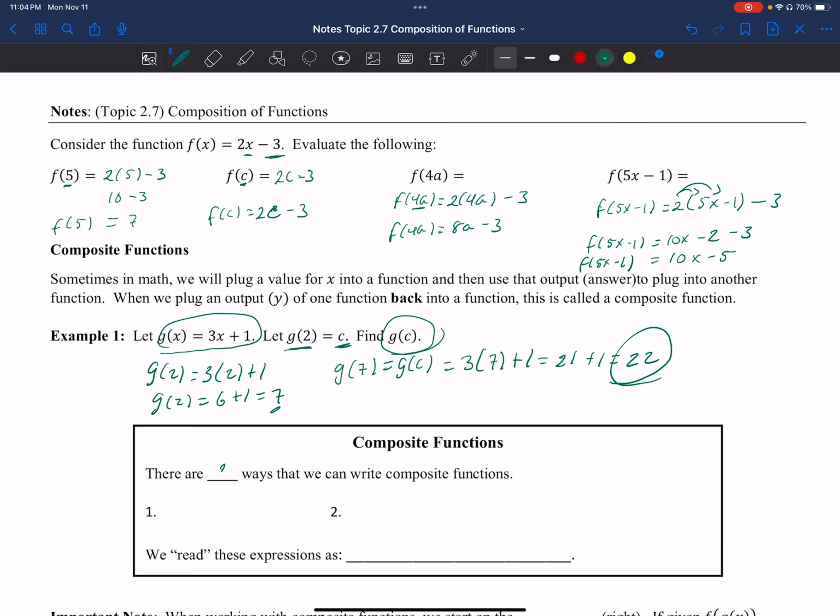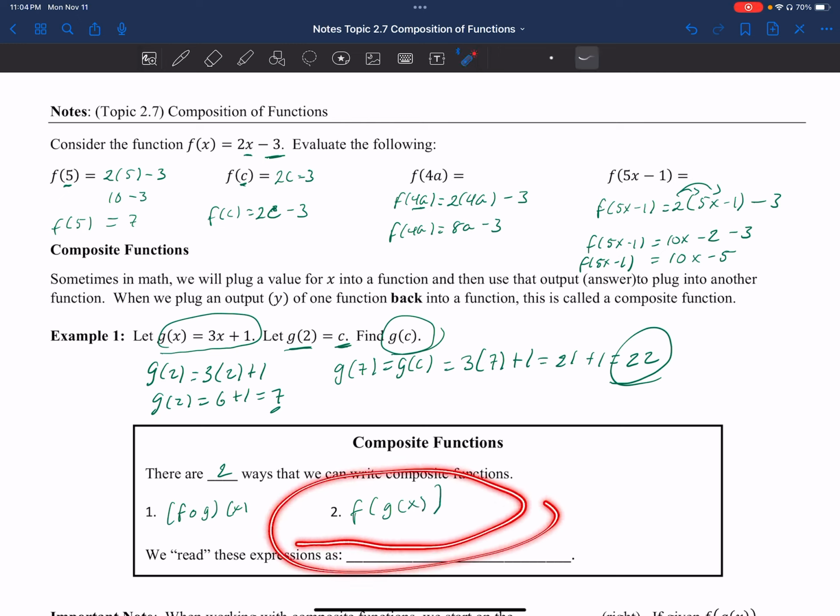So there are two ways in which we can write composite functions. The first one is parentheses f of g together, and then x on the outside. And then the second one is to write one function inside of the other one. So in this case, it will be f of g of x. These two mean the same thing.